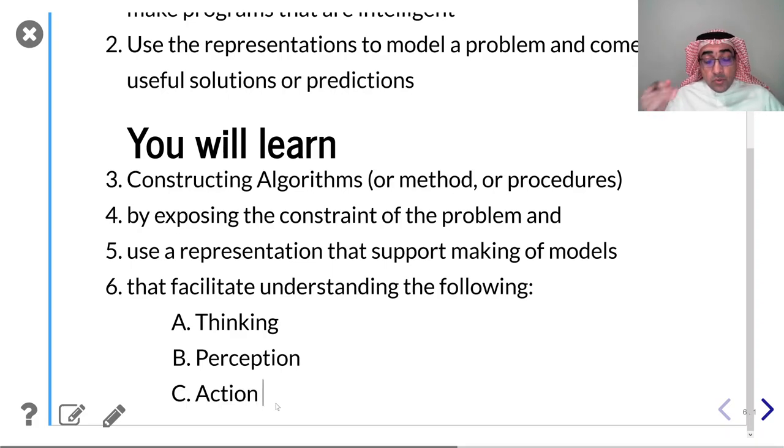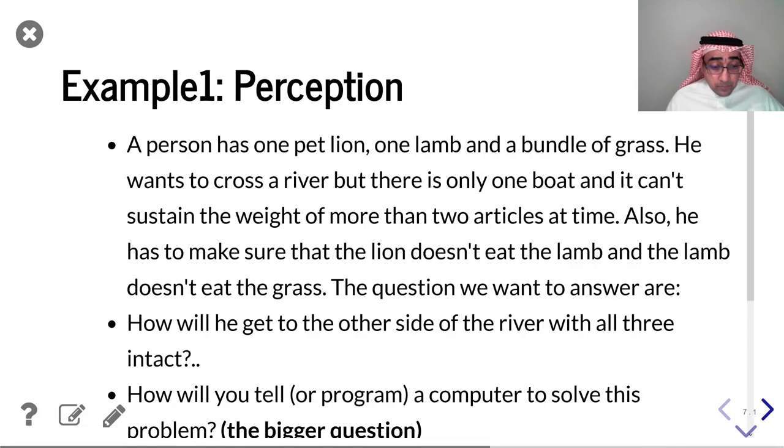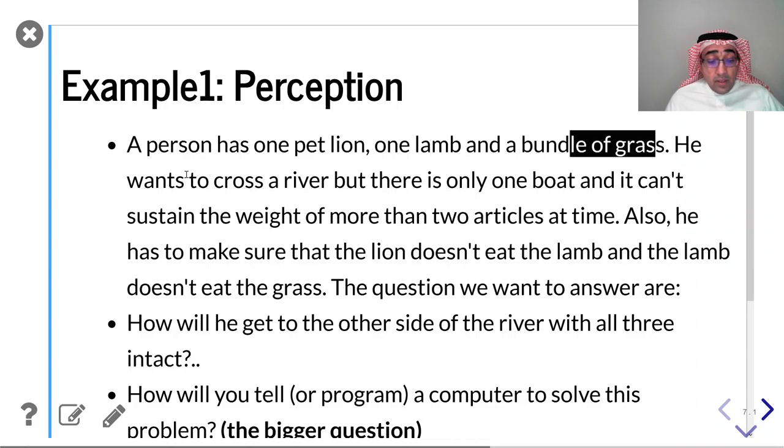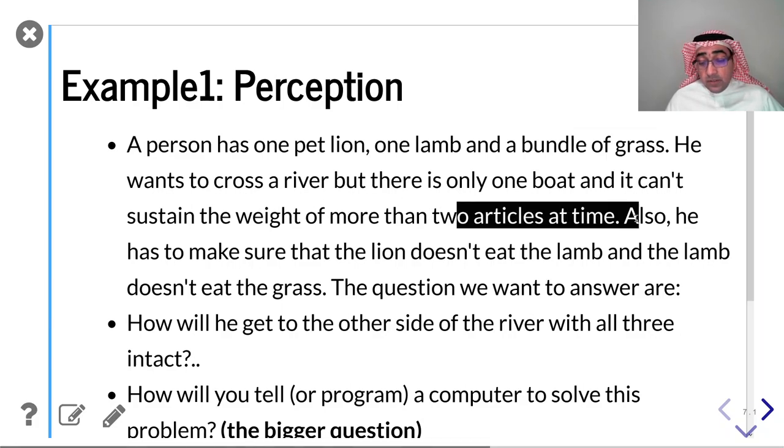So as you learn in this course, you might be getting more and more clear ideas on things that you can actually do in your life because you have learned something within this course. So the first example that we're going to go to is the perception example to give you the power of perception. And in a perception example, we have a person who has one pet lion, one pet lamb, and a bundle of grass. And he wants to basically cross a river, but there is only one boat and it can't sustain the weight of more than two articles at the same time.